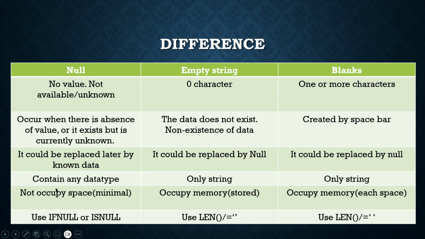The fourth difference is that null values can contain any data type, so it could be numeric or a string. Whereas for the empty string and blank, only string characters are there. Null does not occupy space, or we can say that minimal space is occupied here. Whereas the empty string and blank will occupy memory. They get stored in the database. In the blank, depending on how many spaces you are giving, it is consuming memory.